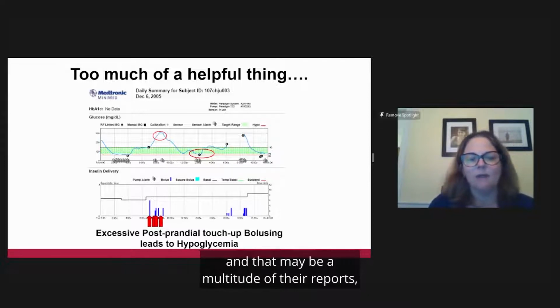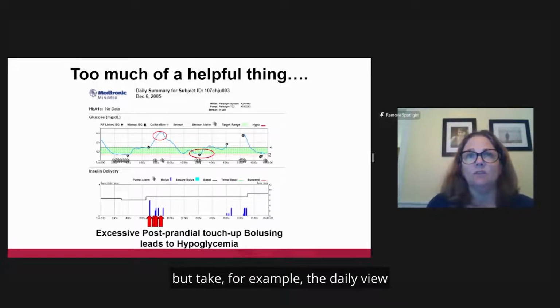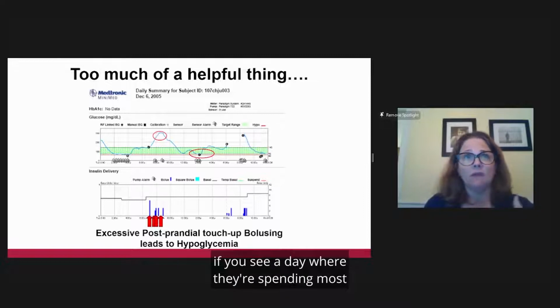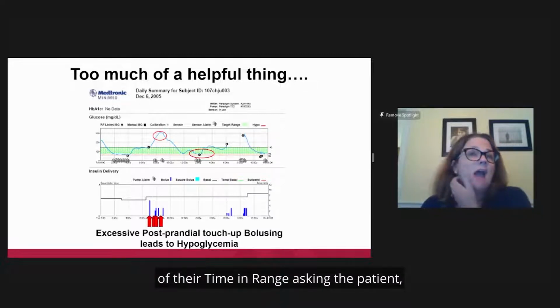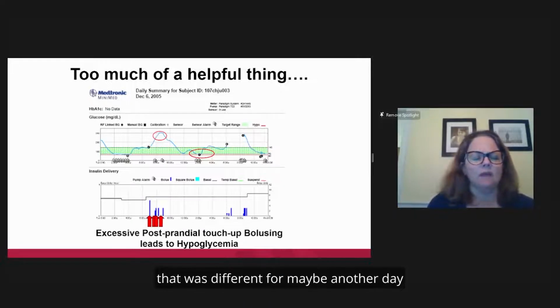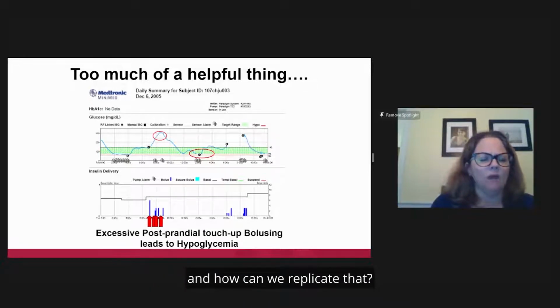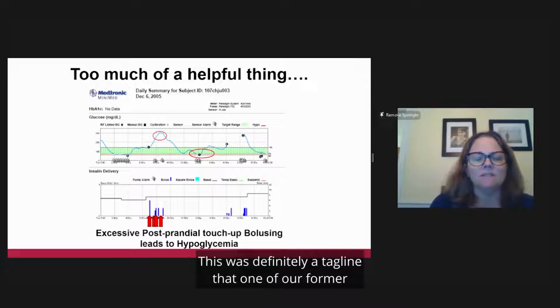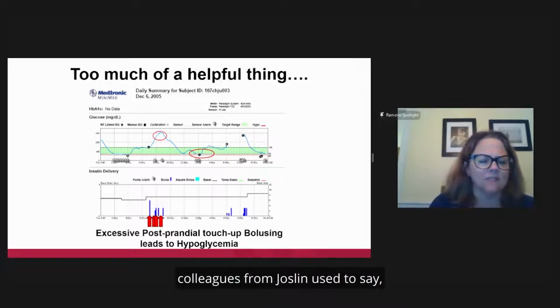I also think it's important to try to focus on what works with the patient as you're looking at different reports, and that may be a multitude of the reports, but take, for example, the daily view. If you see a day where they're spending most of their time in range, asking the patient, hey, what did you do this day that was different from maybe another day? And how can we replicate that? I think you need to also remind the person with diabetes to aim for improvement, not perfection. This was definitely a tagline that one of our former colleagues from Joslin used to say.